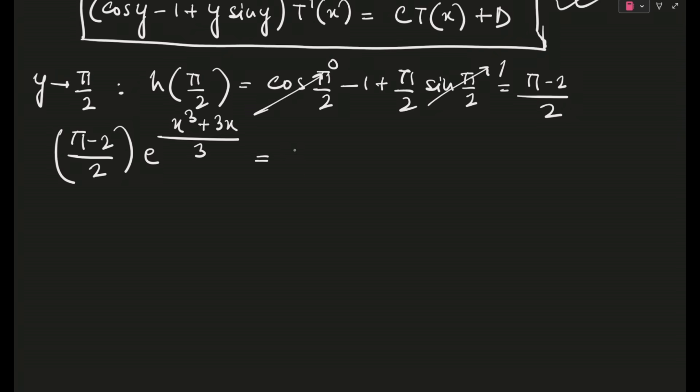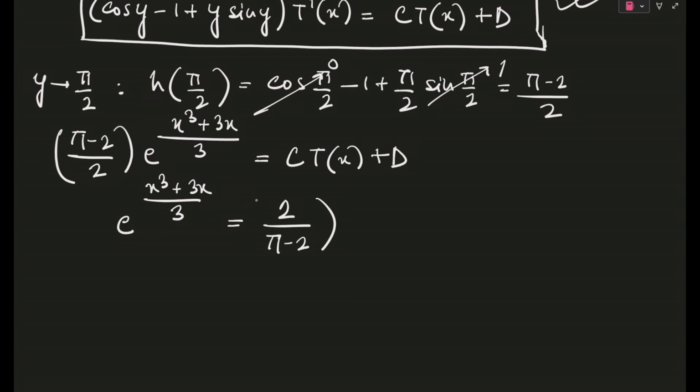This comes out to be equal to c times t of x plus d. Okay, so let's do one thing. Let's shift this thing to the right hand side. So e power x cube plus 3x by 3 is coming out to be equal to 2 divided by pi minus 2 times c t of x plus d.